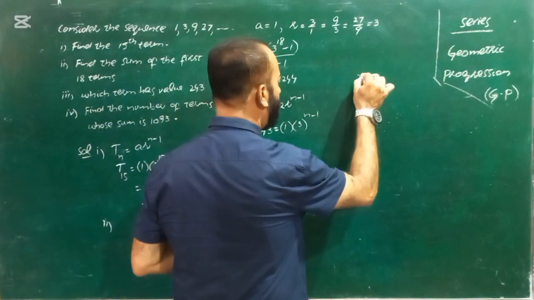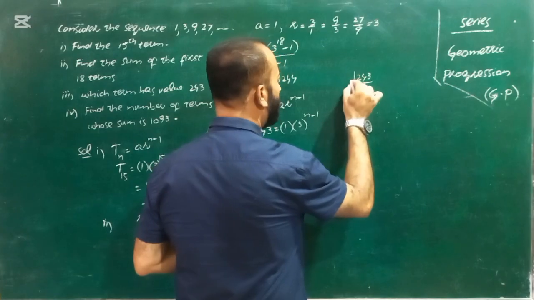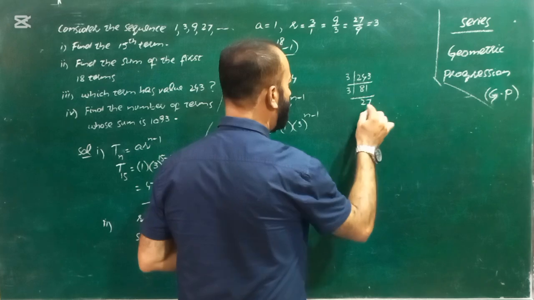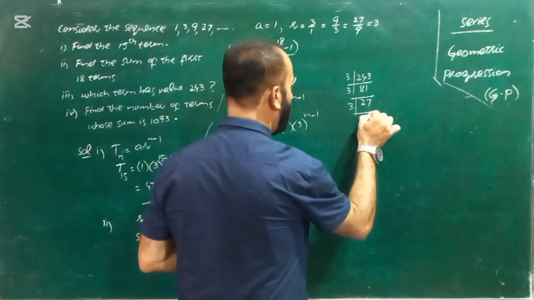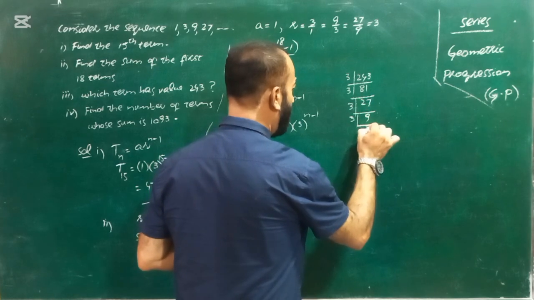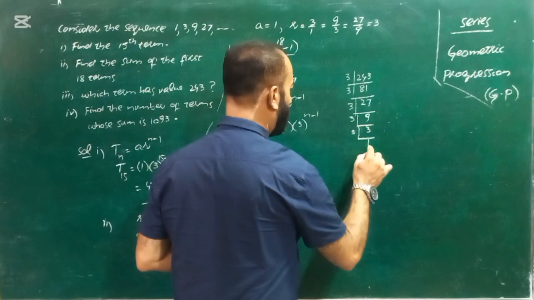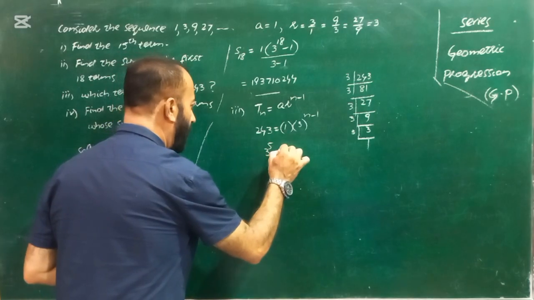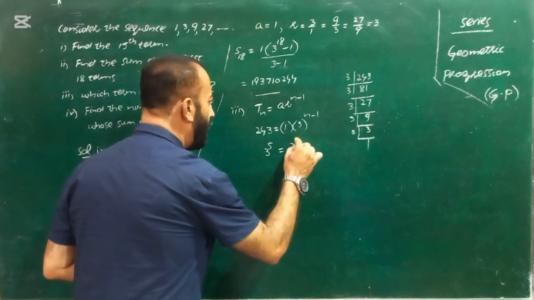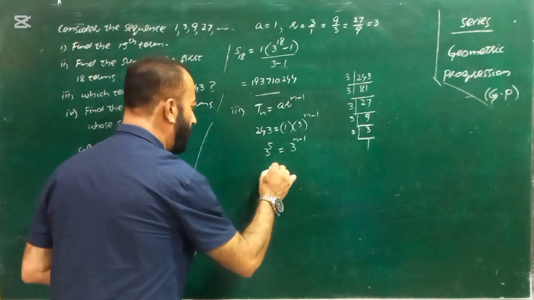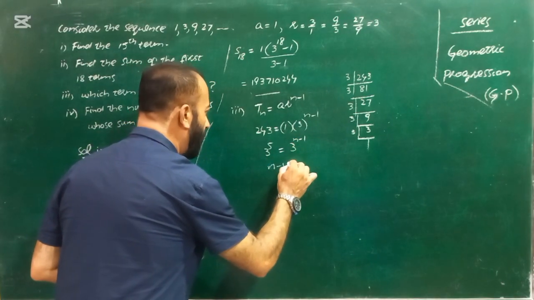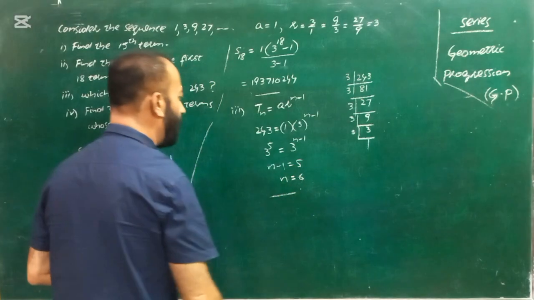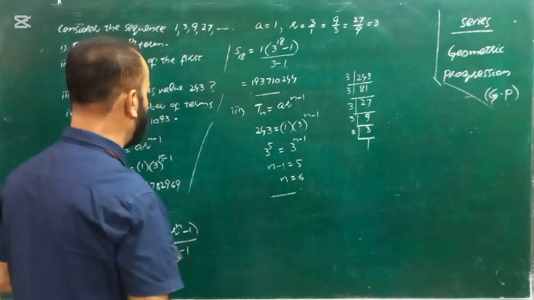So we have to prime factorize 243. 3 eights are 24, 3 ones are 3, 3 twos are 6, 3 sevens are 21, 3 nines are 27, 3 threes are 9, and 3 threes are 9. So 1, 2, 3, 4, 5. So 243 is 3 raised to power 5. On the right hand side, we have 3 raised to power n minus 1. Bases are same, powers will be equal. So n minus 1 is equal to 5. So from here, n is equal to 6. So it is the 6th term.